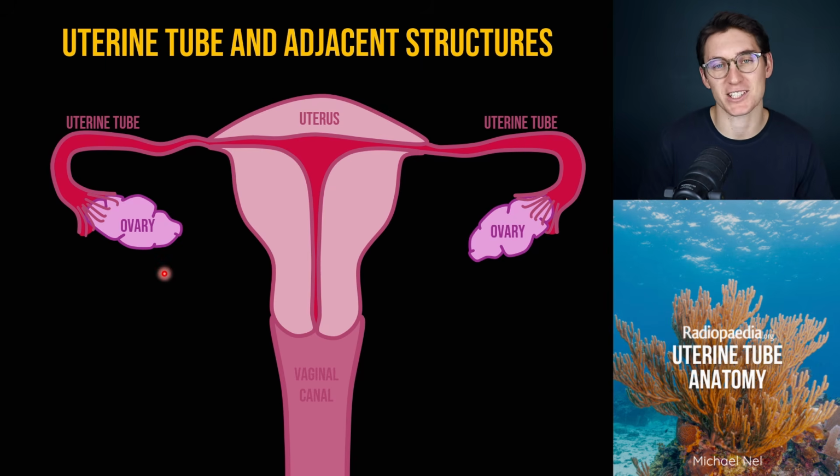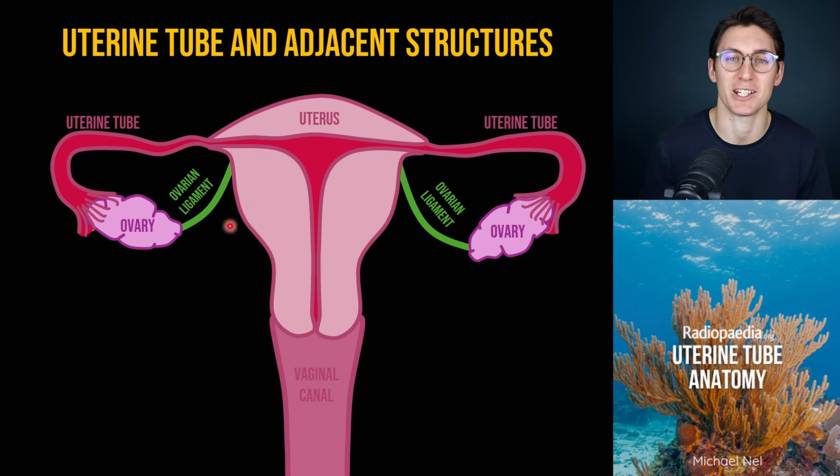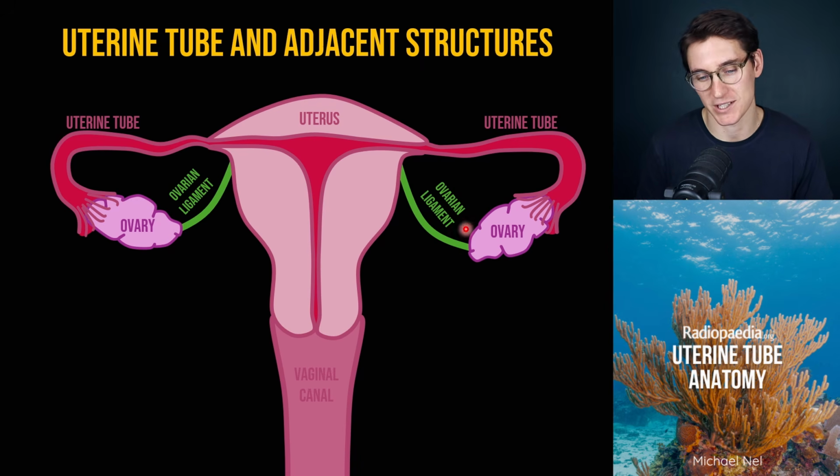Now the ovaries are suspended within the pelvis or the lower abdomen by two major ligaments. The first is what's known as the ovarian ligament. The ovarian ligament extends from just below the cornu of the uterus on the lateral margin of the uterus out towards the uterine pole of the ovary on both sides.